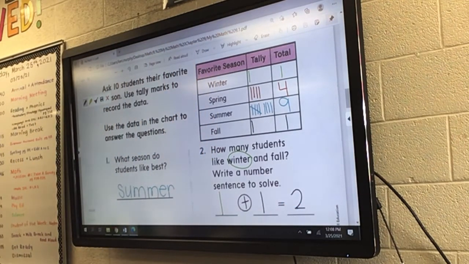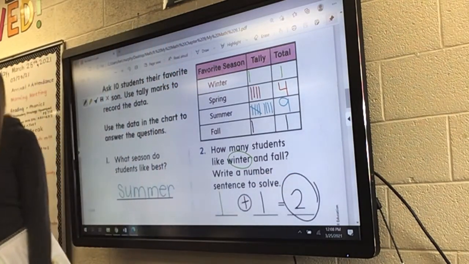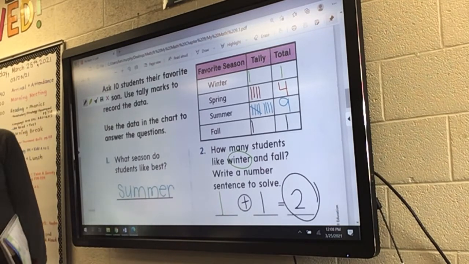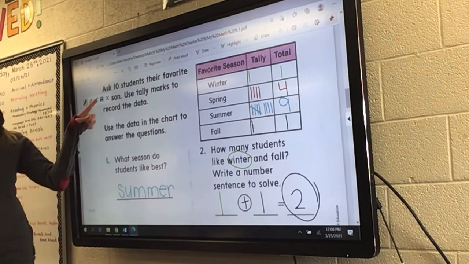And who were my 1 fall person? Who liked fall? Raylan. And who is my 1 winter person? So right there we know our answer is right because they were the only 2 in here that liked fall and winter when you added them together. Okay?